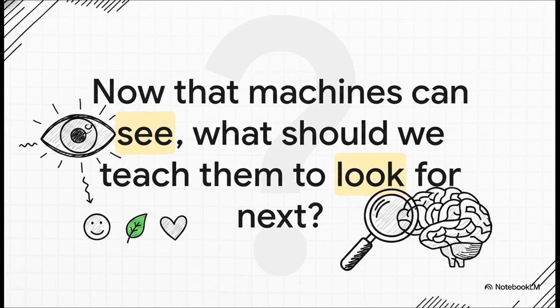So there you have it. We've seen how CNNs can take a simple image, break it down into its fundamental features, and build up an understanding of what's inside. We have effectively given machines a sense of sight. And that leaves us with a really big and really exciting question. Now that they can see, what should we teach them to look for next?